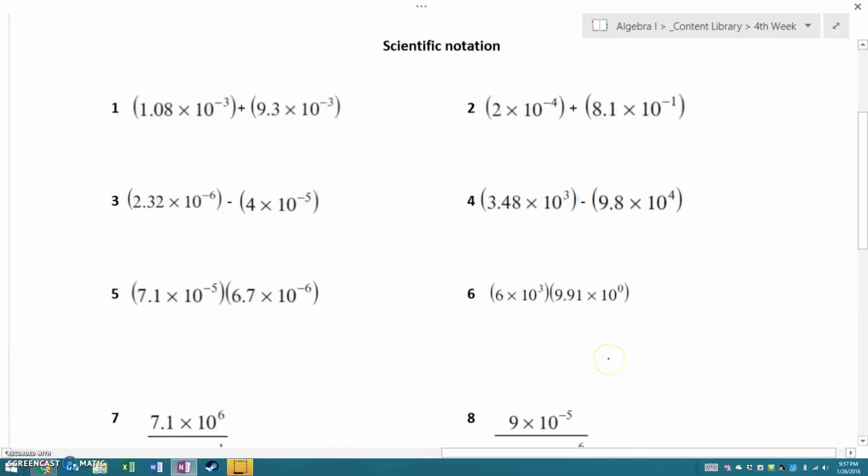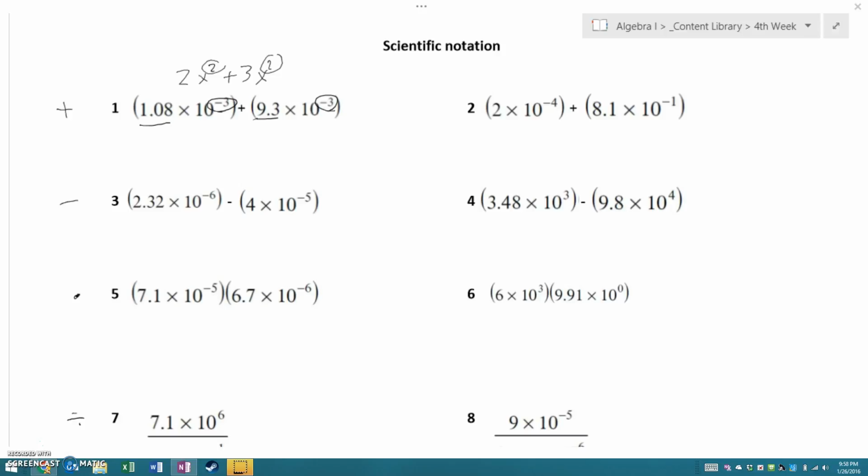But jumping into it, with scientific notation, we're basically looking at doing the four operations: add, subtract, multiply, divide. Here, 1 and 2 is just addition. So for example, with 1, I'm just asking you to add. The only thing you have to be careful about is making sure that your exponents match. This is the same as adding together regular terms. If those don't match, you can't add these together. They do match, so you can add up 1.08 and 9.3.